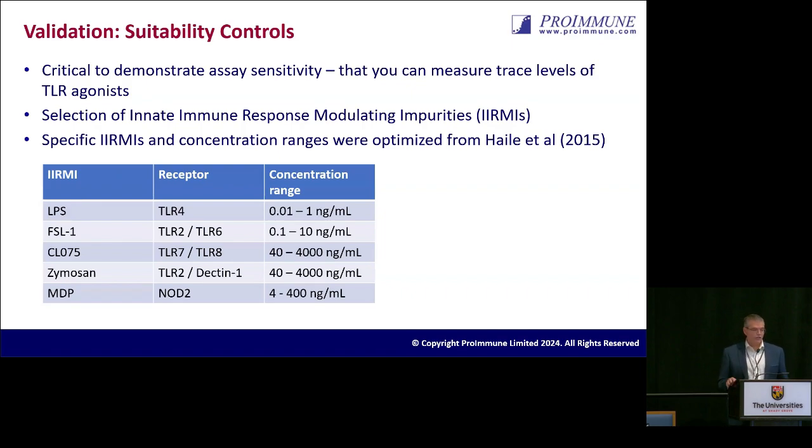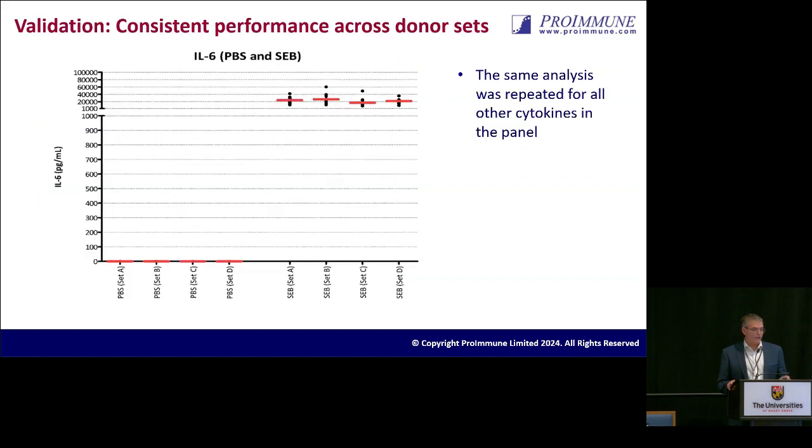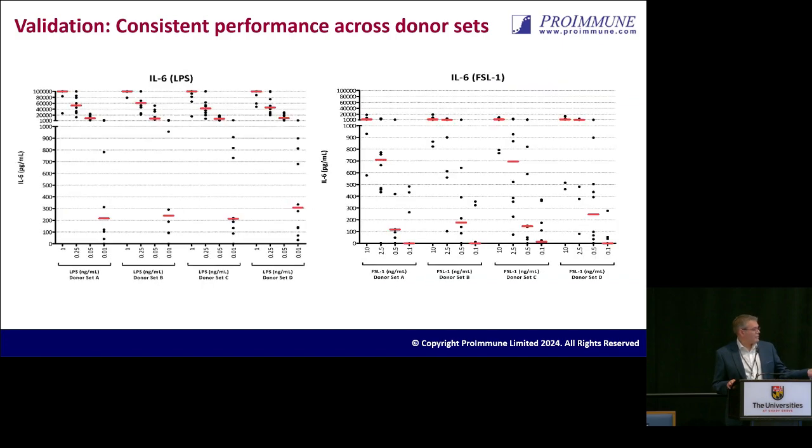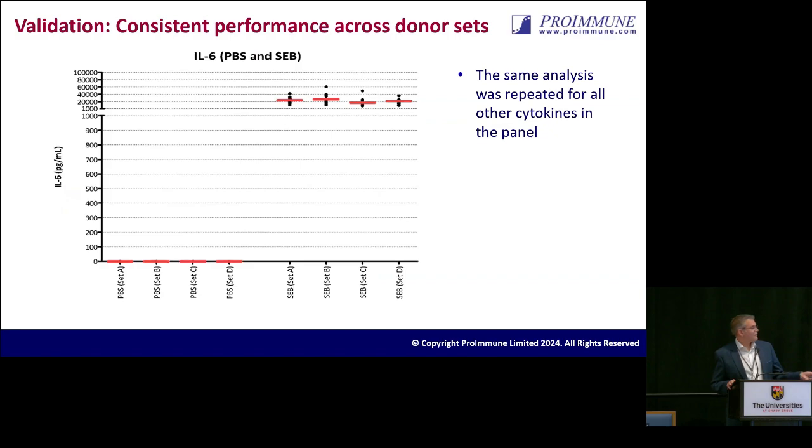Each of them has their own concentration range that we run at 4 independent concentrations. When we look across the different donor sets, I'm just going to show you the negative and positive controls here. So this is just looking at IL-6, just as an indication. The 4 donor sets are shown here. This is our negative control PBS, and then we have our positive control SEB. And you can see the consistent performance across these 4 different donor sets of the positive control and the negative control.